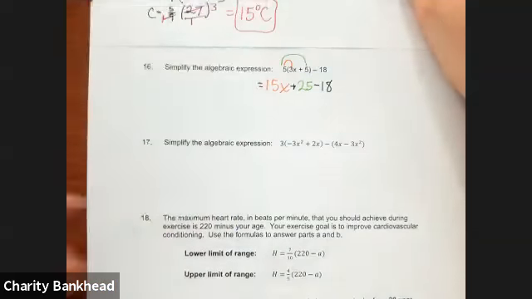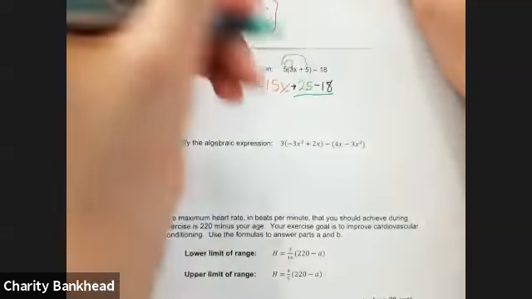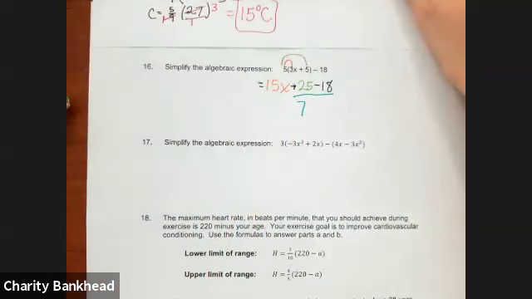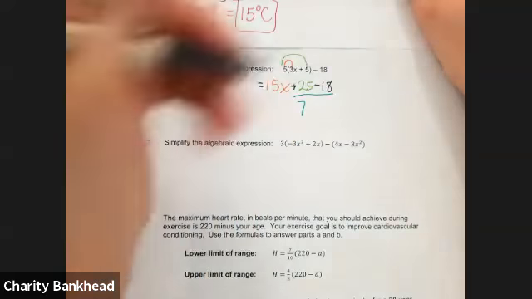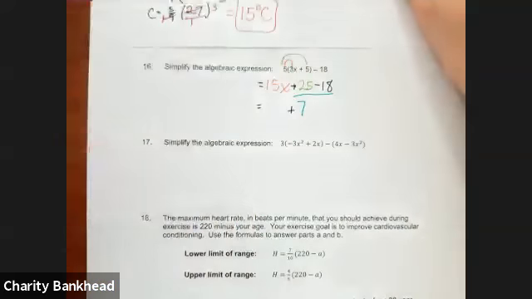And then I will just combine the like terms. 25 minus 18 is equal to 7. So my final answer would be 15x plus 7.